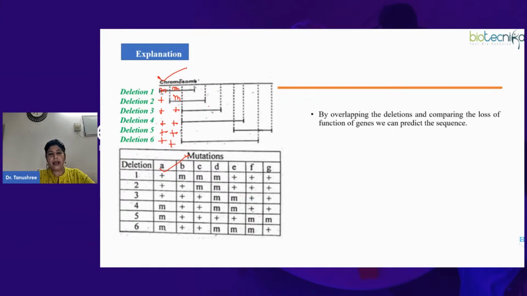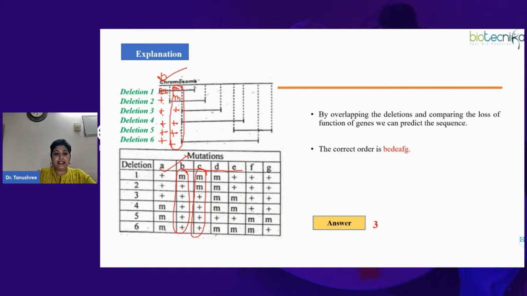As I told you, by overlapping the deletions and comparing the loss of function genes, we can predict the sequence. So it should be B, C, D, E, A, F, G. Here you can see M, plus, plus, plus, plus, plus. This is the pattern shown here, so this must be B. Then M, M, and then four times plus, so that means this should be C. Then if you see here, this is M, this is M, this is M, this is M, then plus and then M. So this is the pattern shown in D.